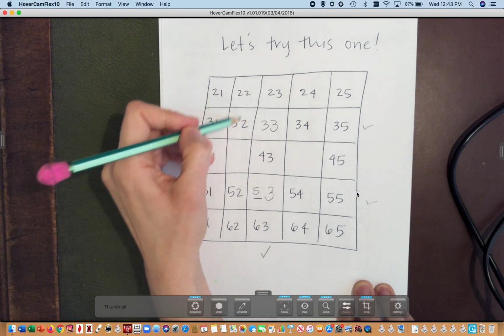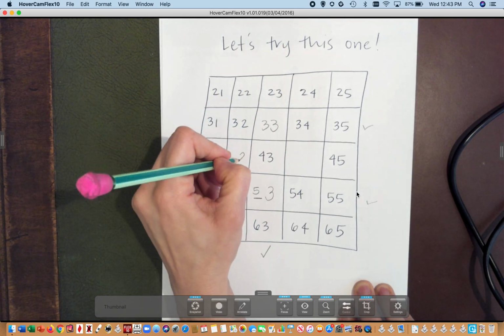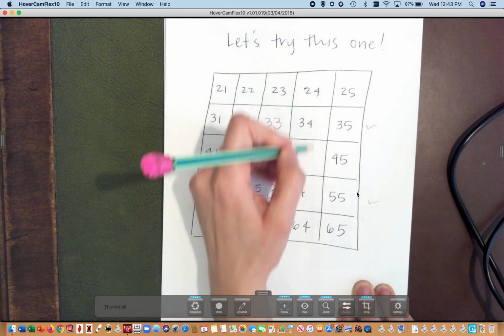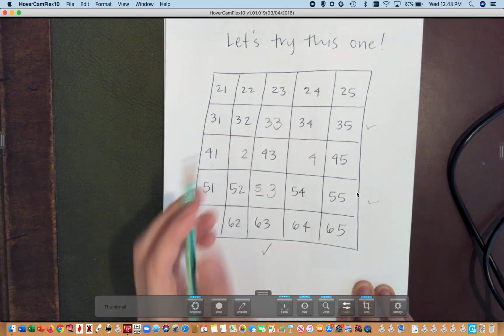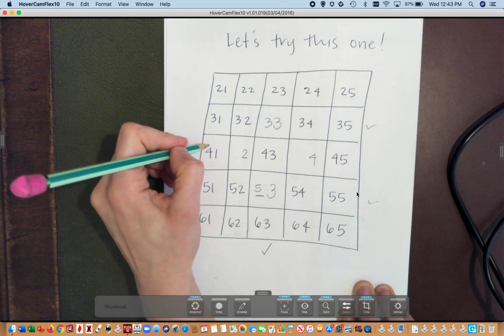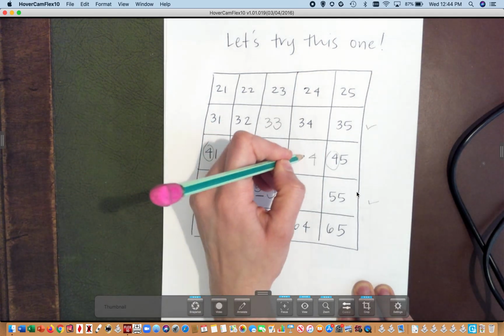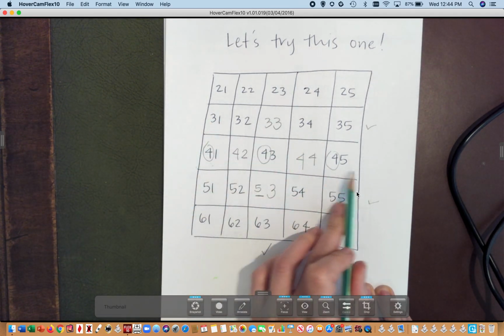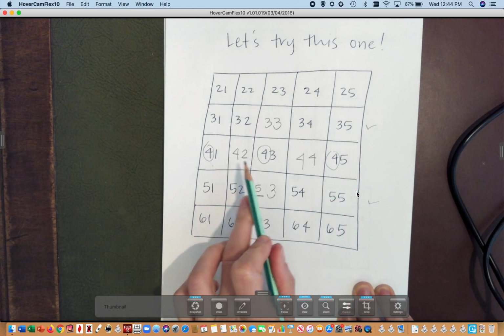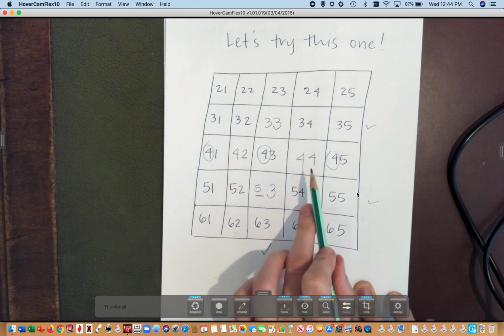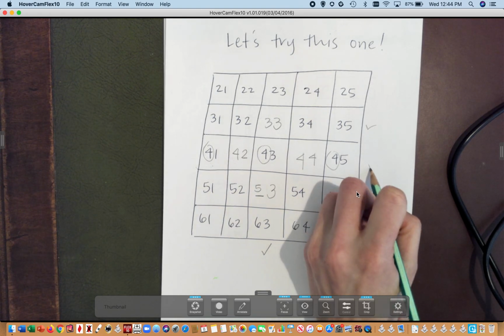So I see these all have a 2 at the end in the ones place. These all have a 4 in the ones place, and these are all 40s. So it looks like this would be 42 and 44, but I can read it again to check. 41, 42, 43, 44, and 45.